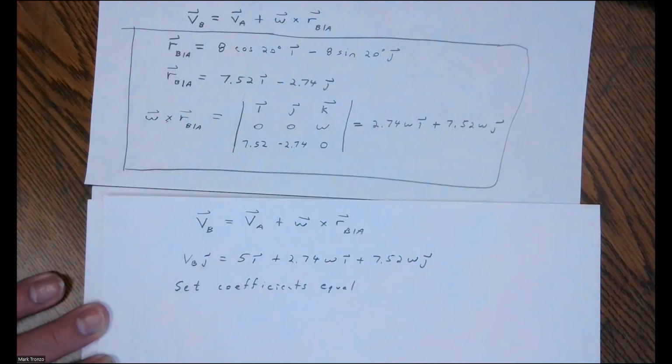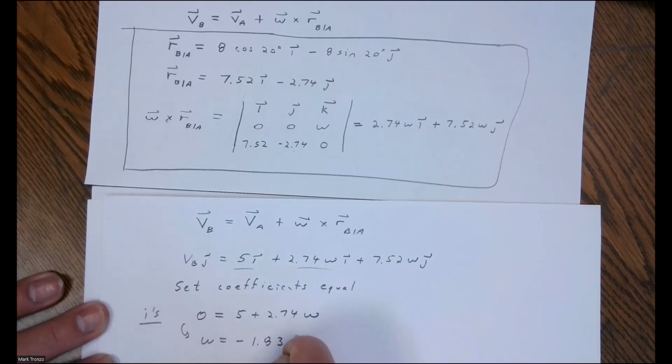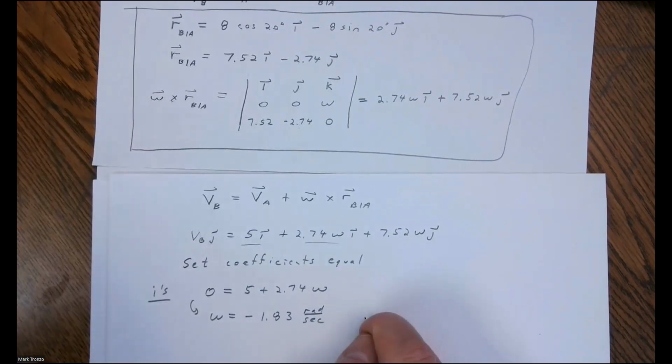So let's say, for example, let's look at the i's. If we set the i's equal, we just have these components here. These are the only components with i's in them. So we'll have 0 equal to 5 plus 2.74 omega. And if we solve for omega, we get minus 1.833 radians per second. And remember, because it's negative, that indicates that it's clockwise.